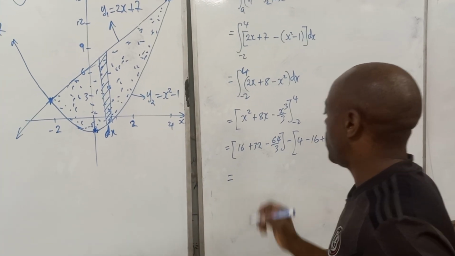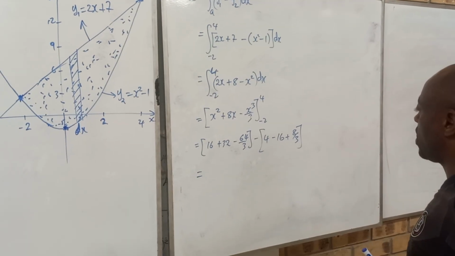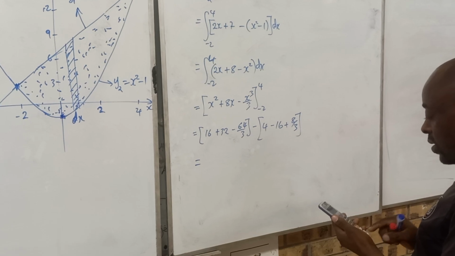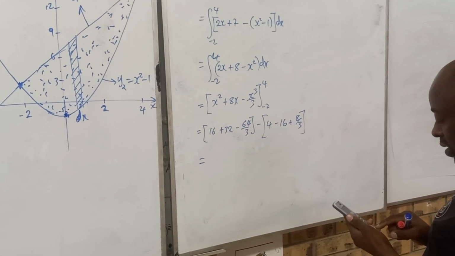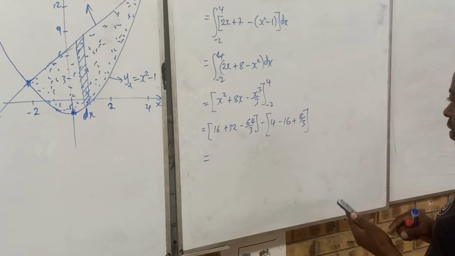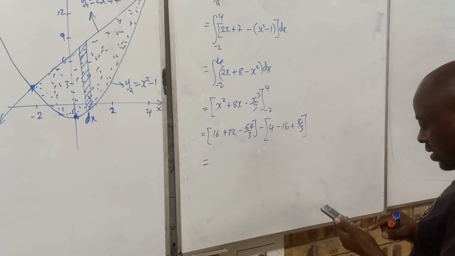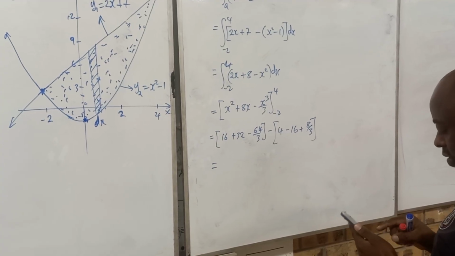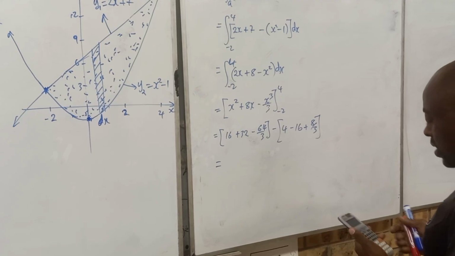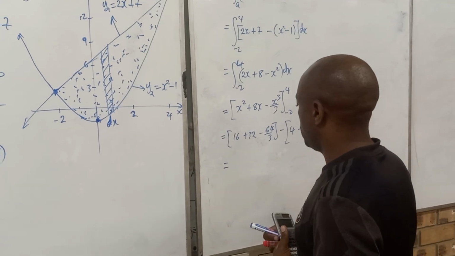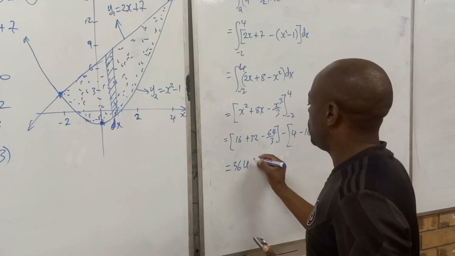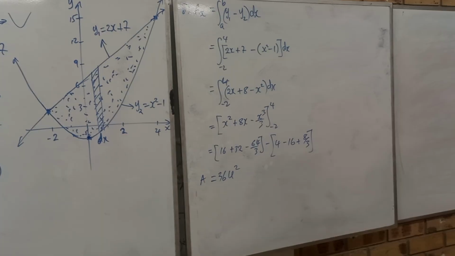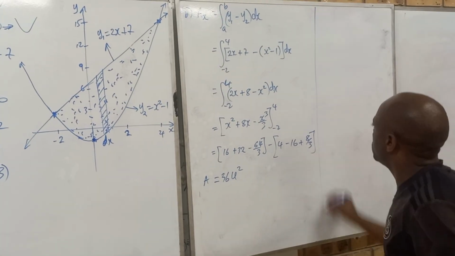So what I need now is to go through my calculator and see what I get. So I'm getting 16 plus 32 minus 64 on 3. Then if you open the bracket there, it's -4 plus 16 minus 8 over 3. So that gives us our area as 36 unit square. So that's our area. You can now go to the second part.